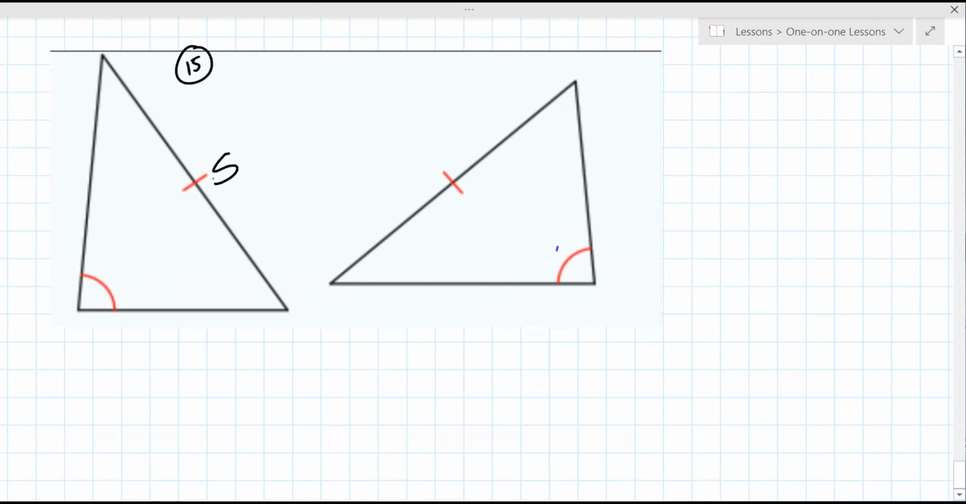You have a side and you have an angle and you have another angle. It might look like that, like for example, this long side is the same as this long side, or this angle is the same as this angle, or somewhere else, but you only have 2 pieces of information here.